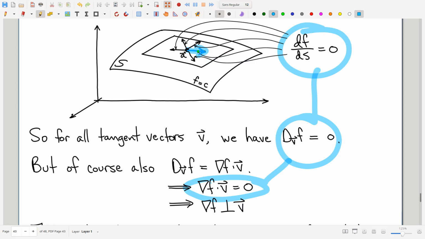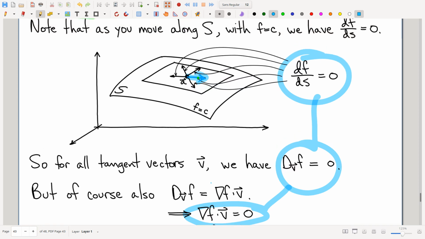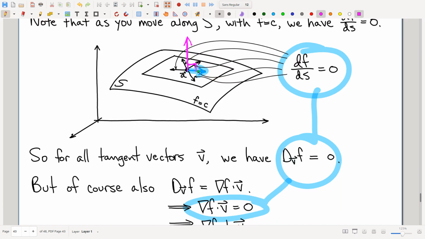So this is a pretty neat conclusion that I get here. Not only when I am moving in the direction of a tangent vector, not only is the function not changing, but I'm also perpendicular to the gradient. And now let me remind you that this works for any tangent vector. Right? So for any tangent vector to this surface, every tangent vector is perpendicular to the gradient. And I claim there's really only one way that that's possible.